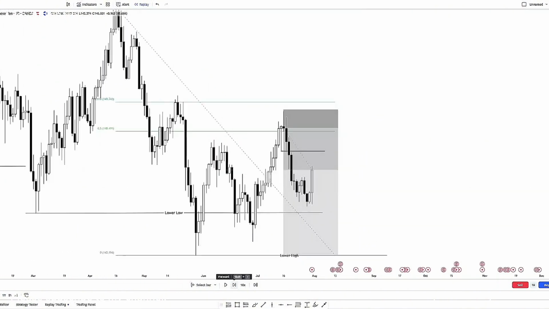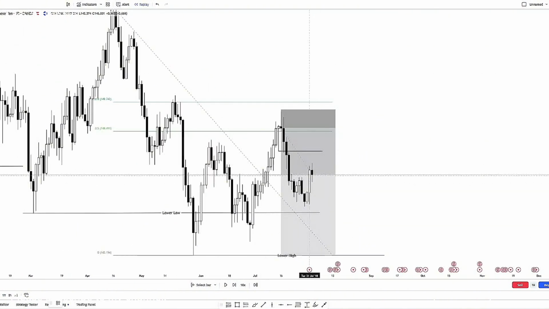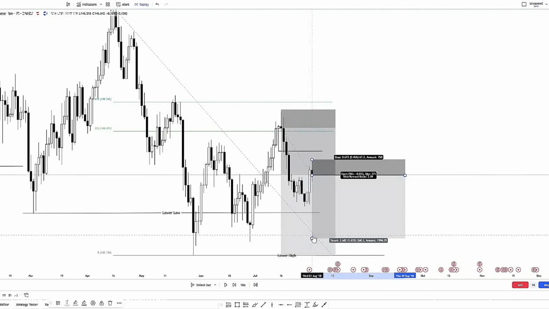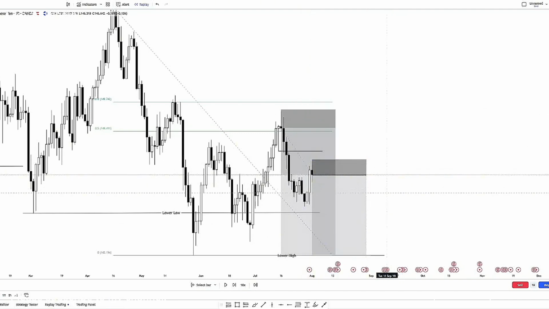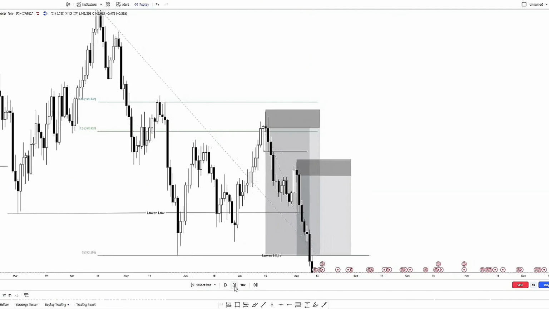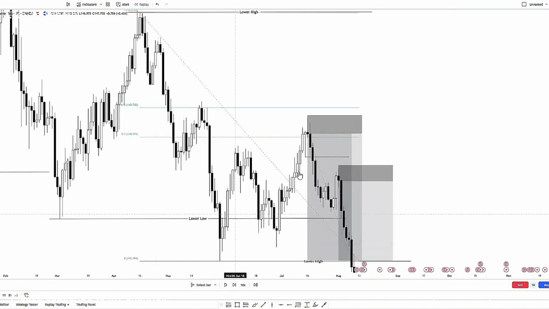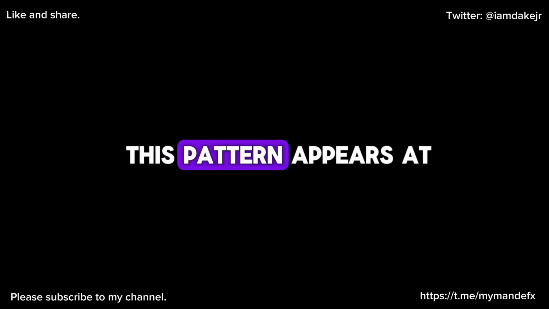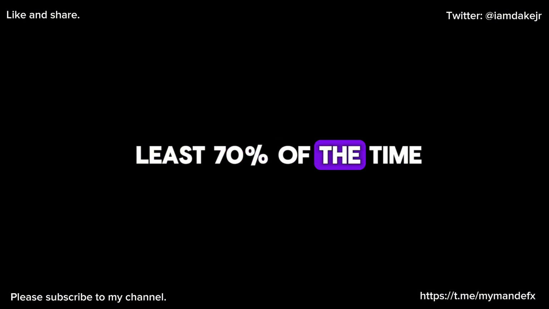Now, break spotted, wait for a retracement back for second sell like we have right now. Take sell and place stop loss just above level, and take profit hit. You can practice this strategy on any pair of your choice. Pick either the 1-hour or 4-hour for structure. Make sure you zoom in and you will see this pattern appears at least 70% of the time.